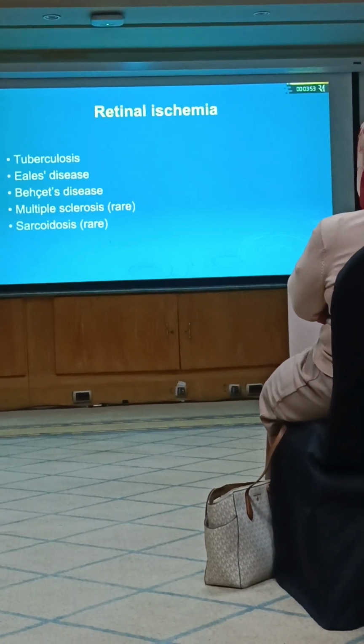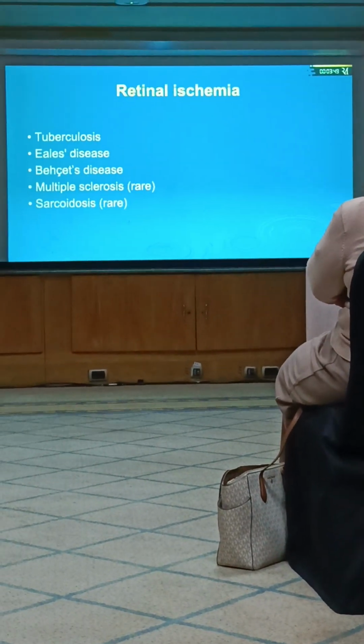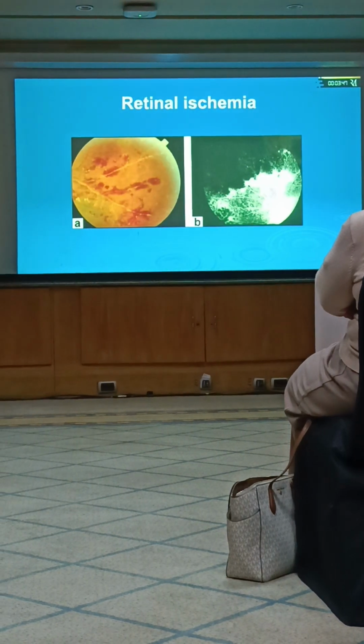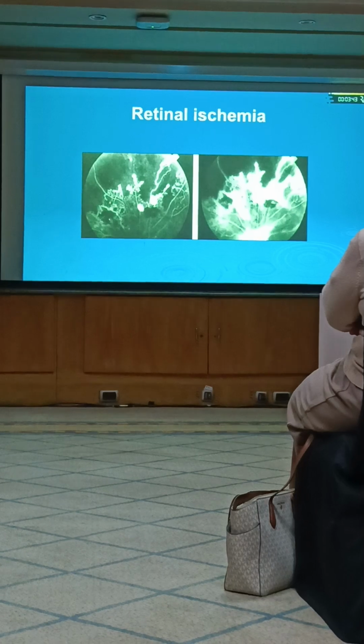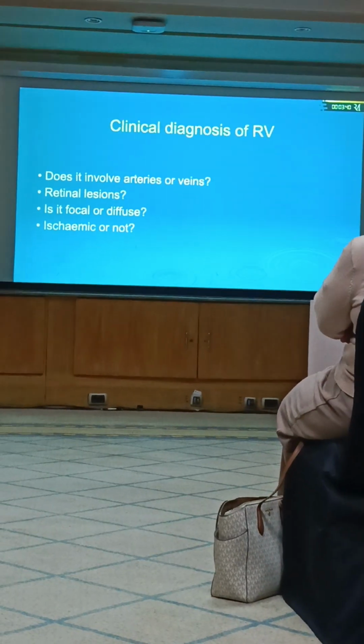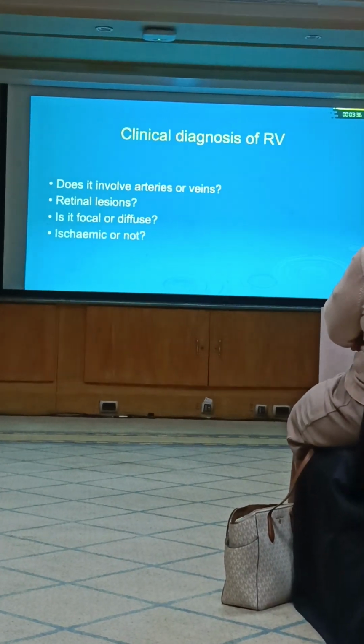Retinal ischemia. There are some causes that are associated with retinal ischemia, like TB, Eales disease, Behçet's, MS, and sarcoidosis. This is retinal ischemia with hemorrhage. This is also extensive retinal ischemia. So again, please, when you see a patient with retinal vasculitis, try to answer these four important questions.